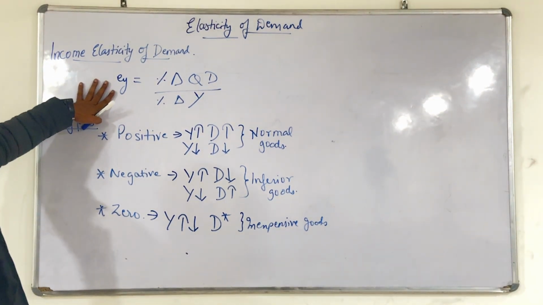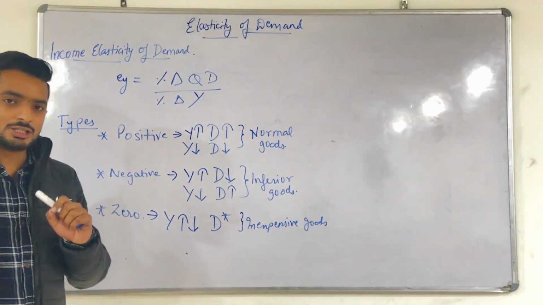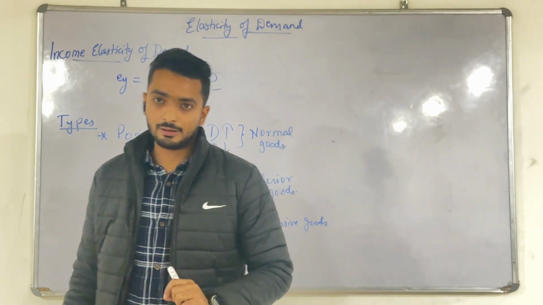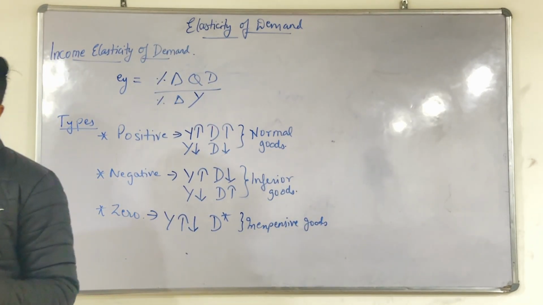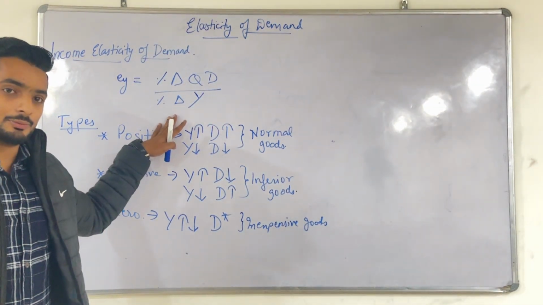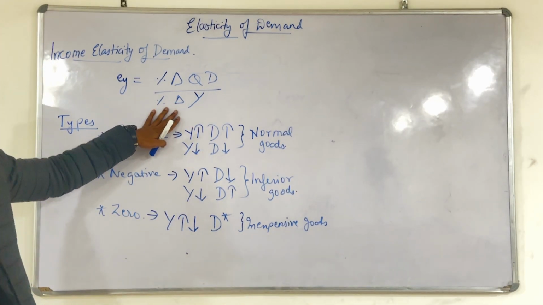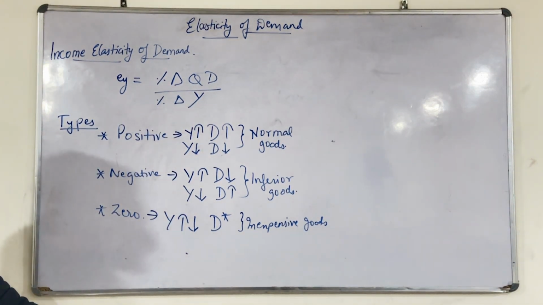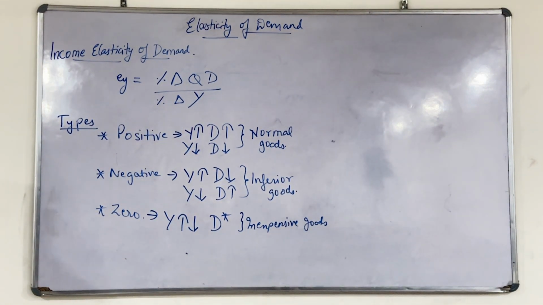Understood? And the formula for calculating income elasticity is the percentage change in demand to the percentage change in income. You should not write price. You have to write income, not price. If you write price here, you will get zero. Done? Pause for the next topic.